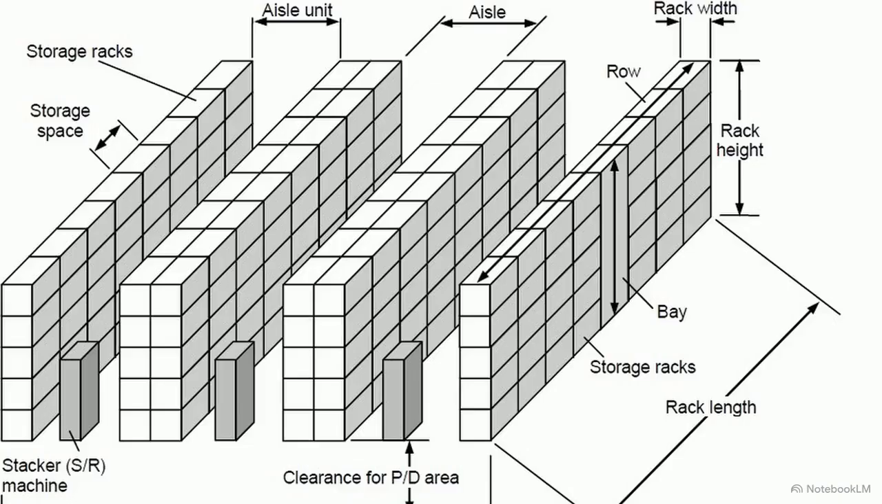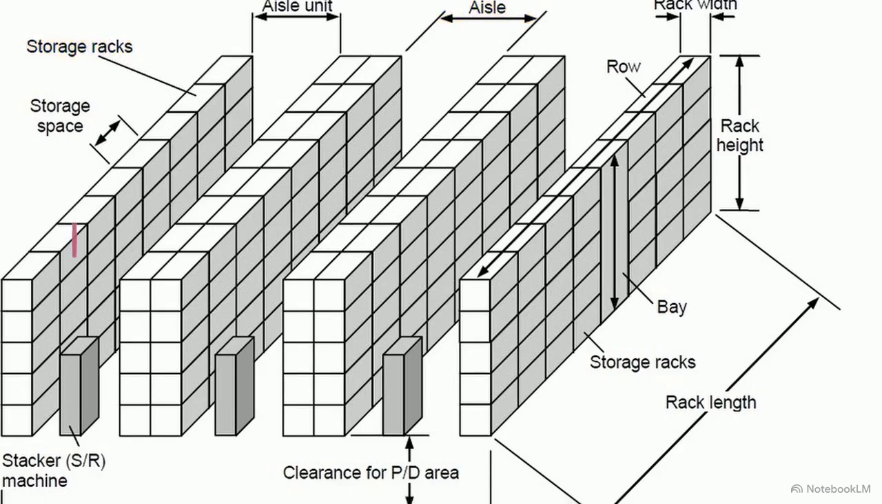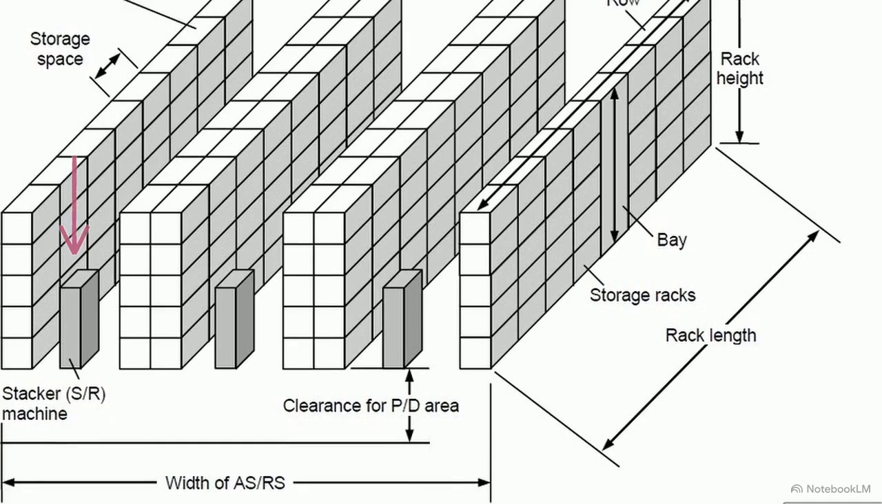The CIM network solves this through an automated storage and retrieval system. The core structure consists of vast vertical storage racks separated by defined aisles. Mechanized stacker machines navigate these exact aisles, retrieving inventory and transporting it to designated pickup and deposit clearance zones.